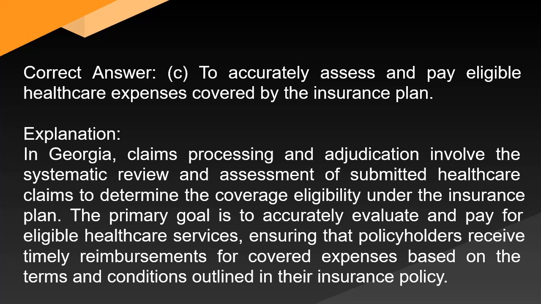Correct answer. C. To accurately assess and pay eligible healthcare expenses covered by the insurance plan. Explanation. In Georgia, claims processing and adjudication involve the systematic review and assessment of submitted healthcare claims to determine the coverage eligibility under the insurance plan. The primary goal is to accurately evaluate and pay for eligible healthcare services, ensuring that policyholders receive timely reimbursements for covered expenses based on the terms and conditions outlined in their insurance policy.